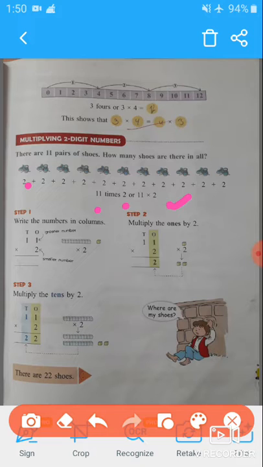To do this, we have to do steps. Let's come to the first step: write the numbers in columns. First of all, the first number is a two-digit number. At the tens place and ones place, you write 1 and 1 respectively, and below the ones place you write 2, below the 1.